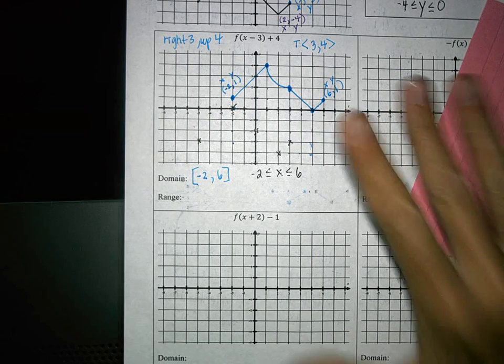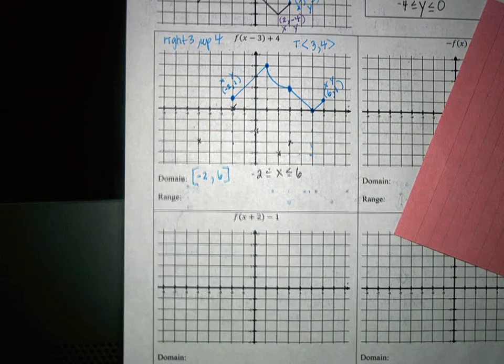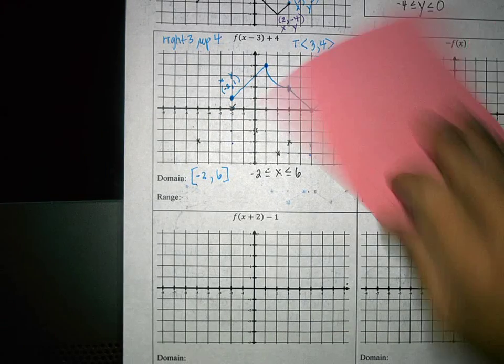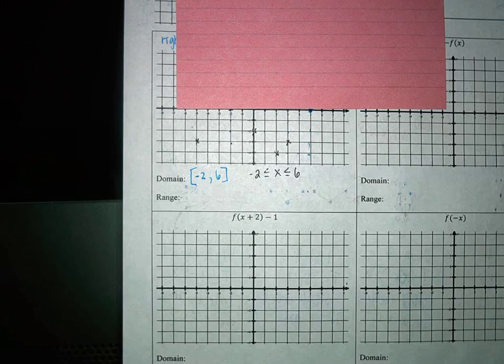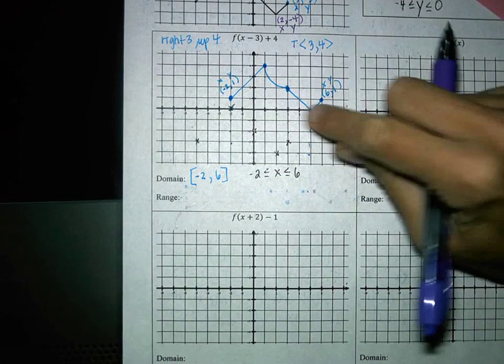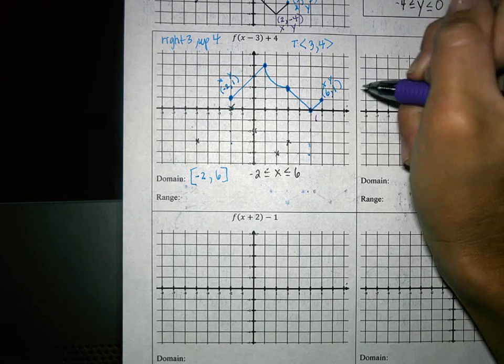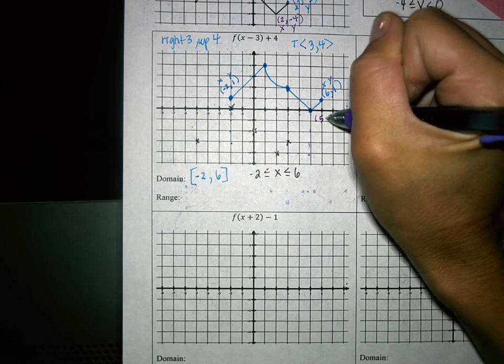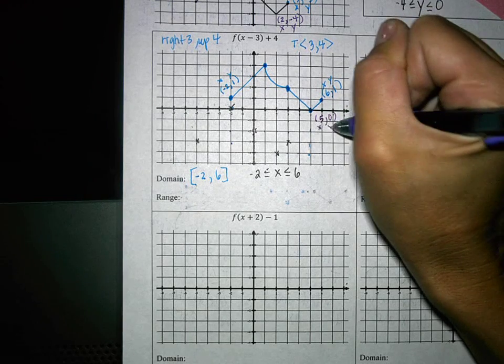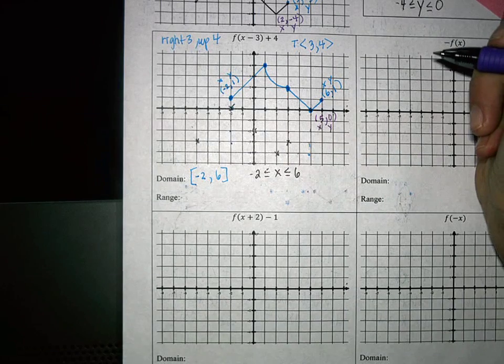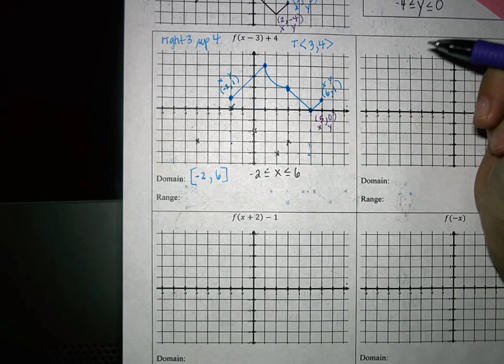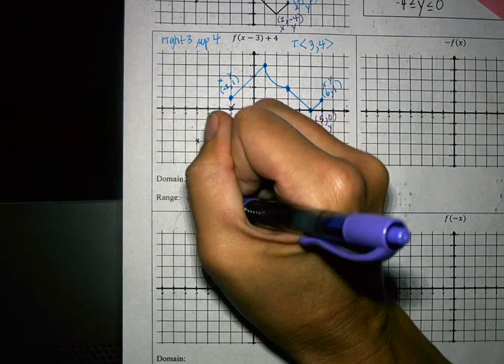Okay, now for my range. My smallest range value, we go here, and what is that smallest range value? What is this ordered pair? 5, 0. Good. X, Y. Okay, so what is the smallest range value? What's the smallest Y value? 0. Okay, and so we write a 0 there.